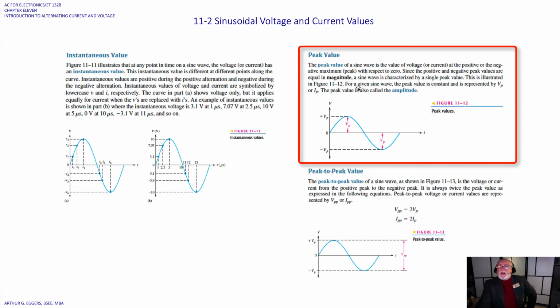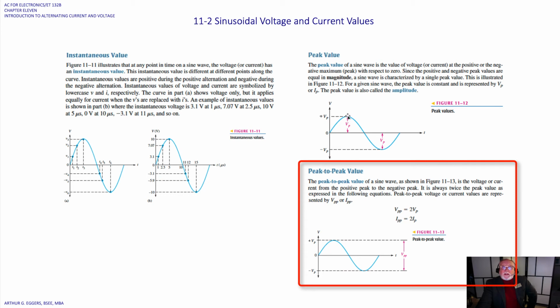Since the positive and negative peak values are equal in magnitude, a sine wave is characterized by a single peak value. Sometimes we would calculate this as peak value plus or minus, depending on how you want to represent it and what value you needed. The peak value we also call the amplitude of this sinusoid.